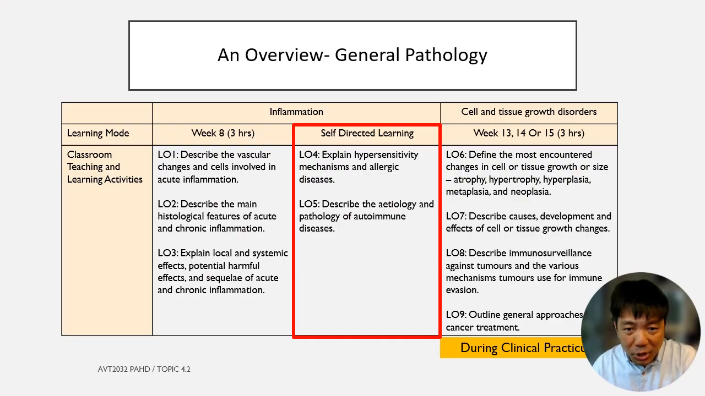This lecture's video is one part of the overview of general pathology. In inflammations, we are going to cover these two parts. For self-directed learning, we'll be focusing on the hypersensitivity mechanisms and allergic disease and autoimmune disease.